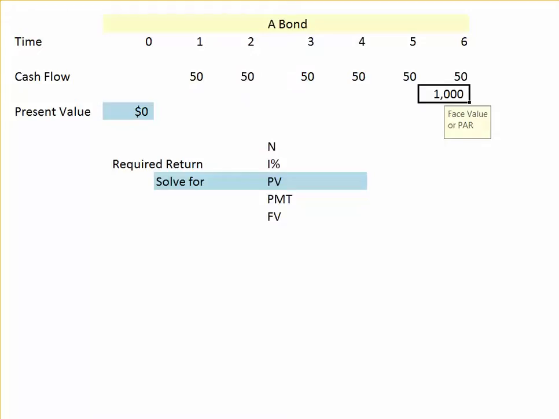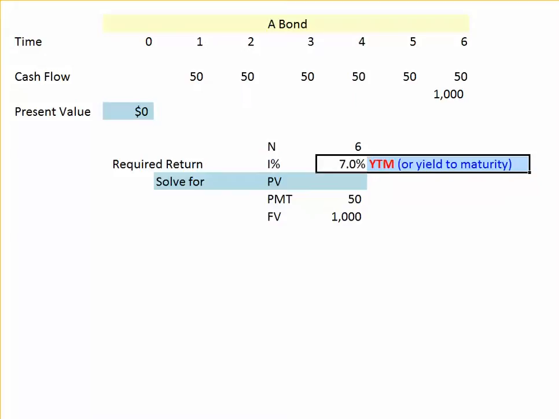Let's go ahead and use our financial calculator inputs to find the present value of our bond. Again, we're going to enter 6 for the number of years because that's when our bond matures. The bond's annual annuity payment is $50 a year. That's the bond's coupon. The face value or par value is $1,000. And if we required a 7% return on this bond, we could solve for the price and we would find the bond has a present value of $905.